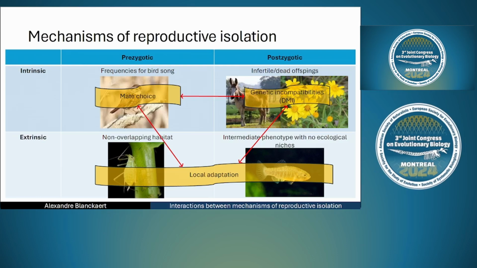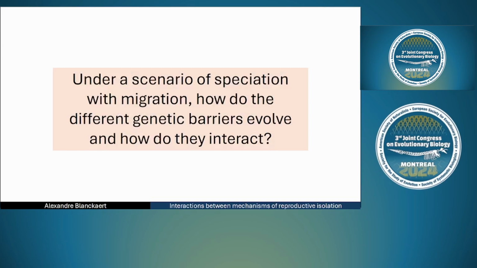So my idea here is to have all of these mechanisms together, but also to have a common genetic basis, to see how they interact and evolve together. To summarize the main question: in a scenario of speciation with migration, how does each of these mechanisms of reproductive isolation evolve, and how do they interact?